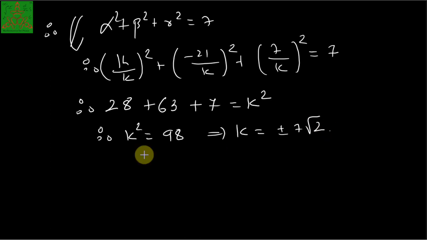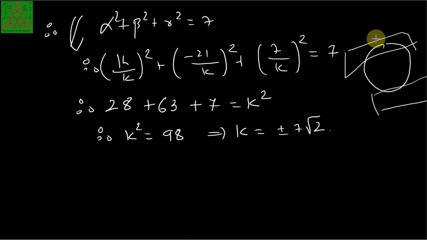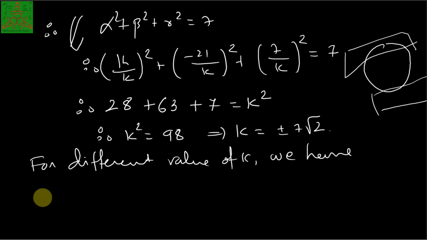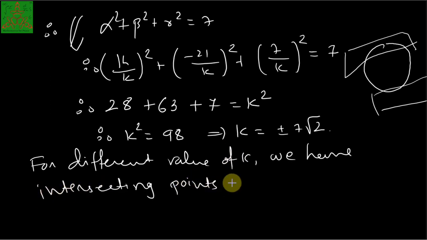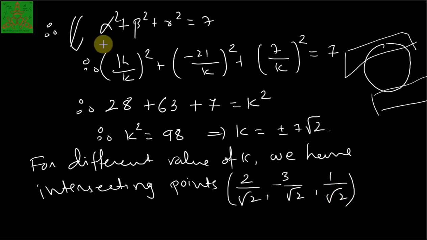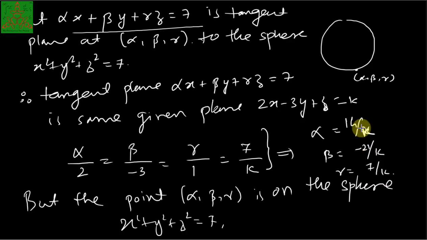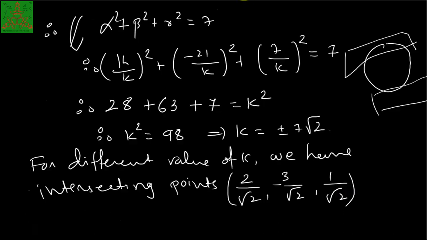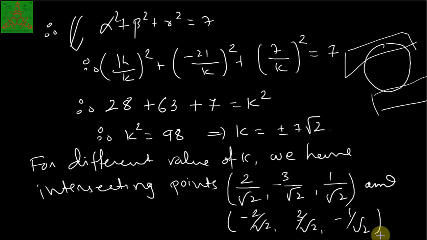So for the different values of k, we have 2 intersecting planes, because 2 planes are possible. One is here and the other one is here. But both the planes are parallel planes. So for different values of k, we have the intersecting points: 2 upon square root of 2, minus 3 upon square root of 2, 1 upon square root of 2. That is the (alpha, beta, gamma). The values of alpha, beta, gamma are 14 upon k, minus 21 upon k, 7 upon k, and that value I have substituted here. And with the negative sign, that is minus 2 upon square root of 2, 3 upon square root of 2, minus 1 upon square root of 2. So these are the 2 points of contact. This was the question to calculate.